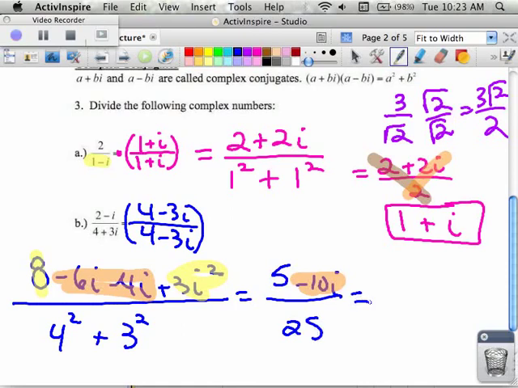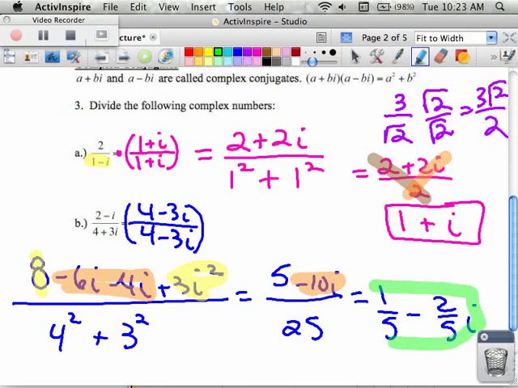If I simplify that, 5 over 25 is the same as 1/5. And 10 over 25 is the same as 2/5. Don't forget your i, and don't forget the negative sign. The reason I write it that way is because that is in the complex form that they wanted, which they said was supposed to be a plus bi.